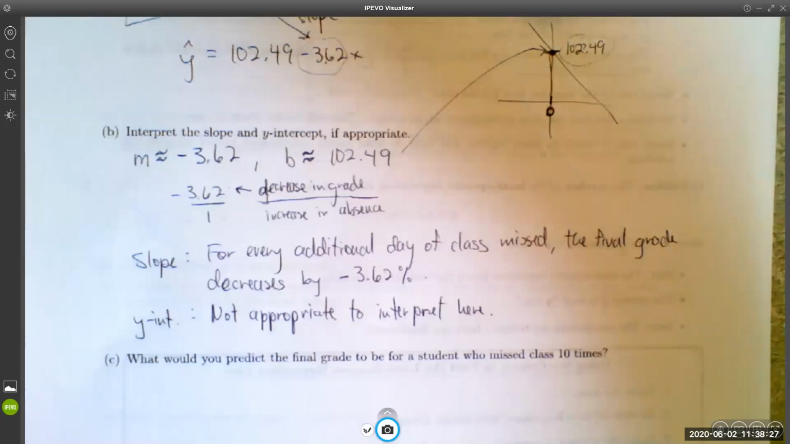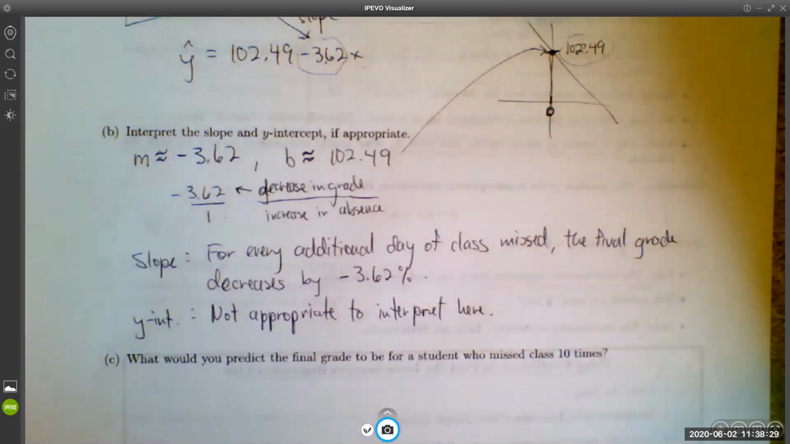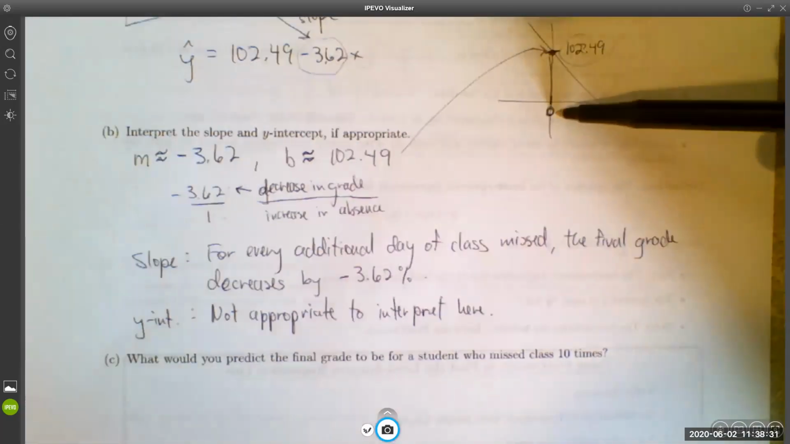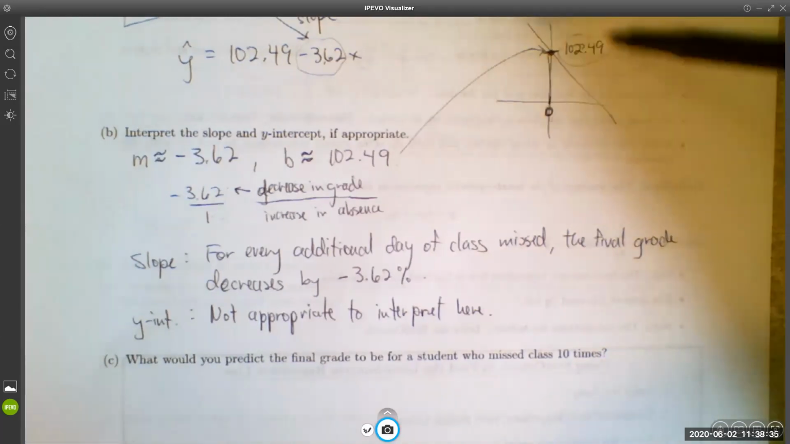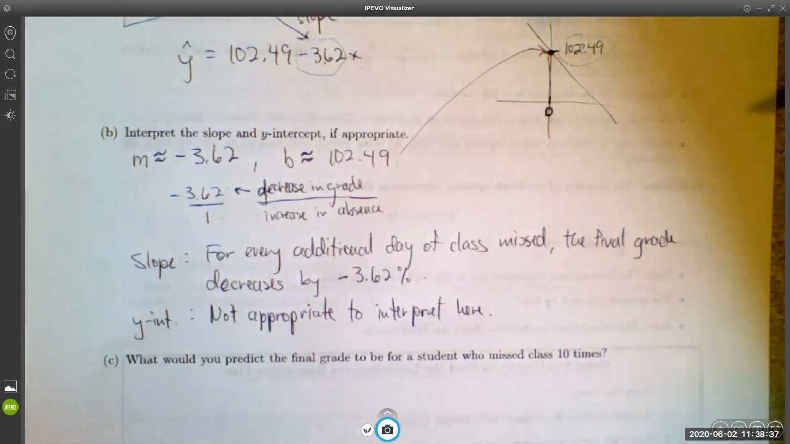But that's how you would interpret it if it were appropriate. You would say that if a student misses class 0 times, they'll get 102.49% in the class. That would be the interpretation.